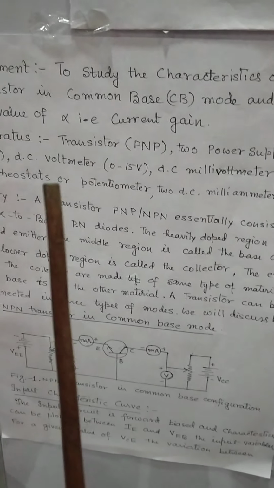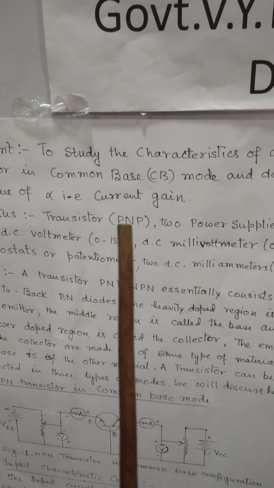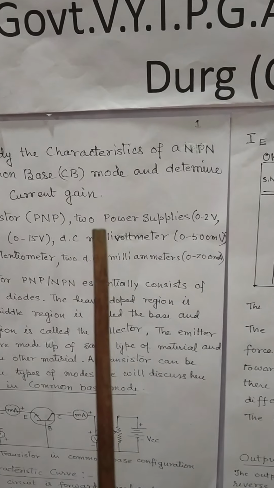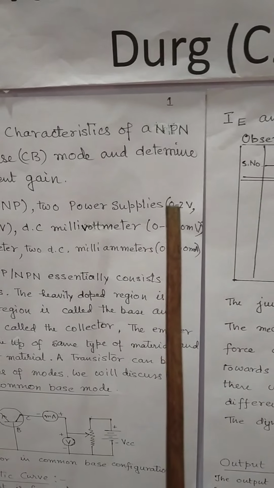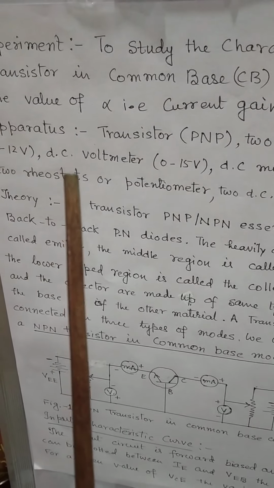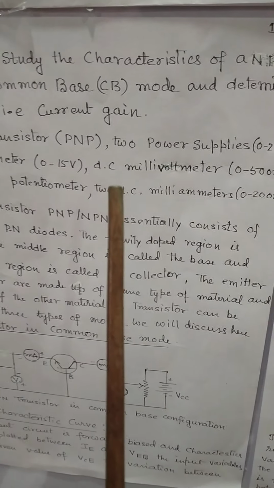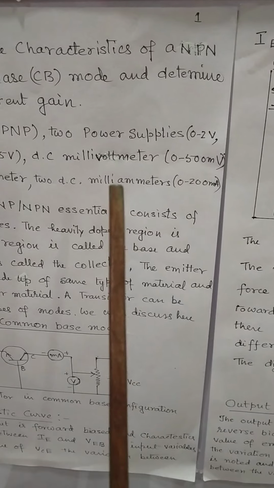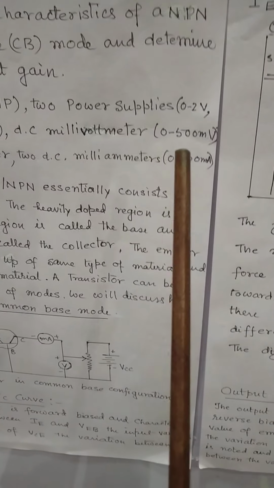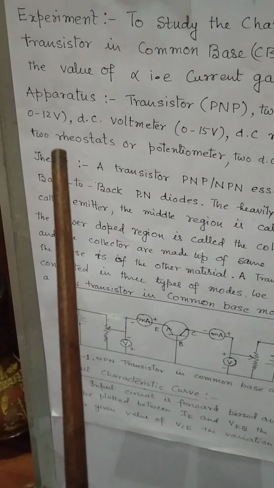Now the apparatus used here is an NPN transistor, either NPN or PNP. We have used NPN transistors here. Two power supplies, one from 0 to 2 volt and the other from 0 to 12 volt. DC voltmeters of range 0 to 15 volts, a DC millivoltmeter and milliammeter of range 0 to 500 milliammeter.